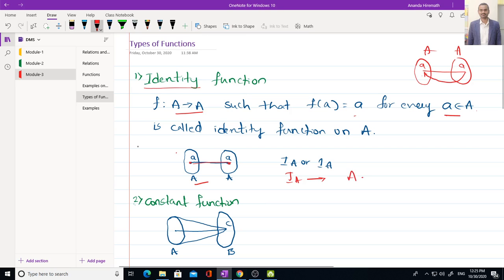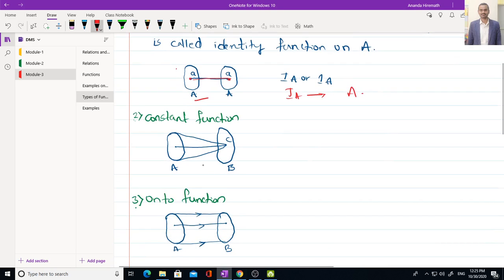Now the second type of function is the constant function. If you observe the diagram, there are three elements of A that are mapped to only one element of B, that is C. If all the elements of A are mapped to only one element of B, or related to only one element of B, then such functions are called constant functions.